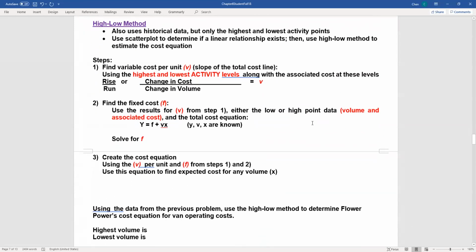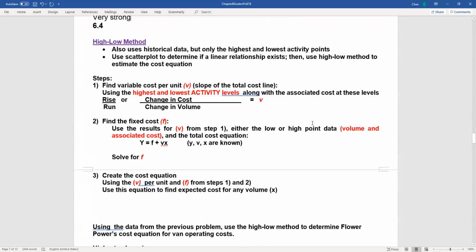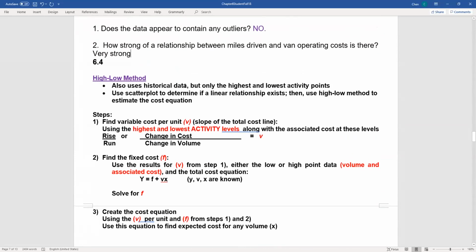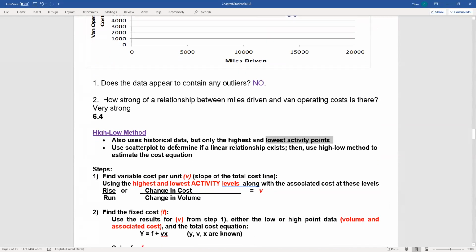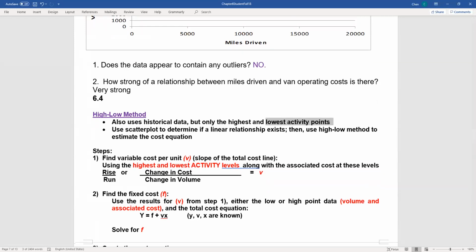And then we can use a high-low method to figure out our cost function. The high-low method has an advantage because it only uses the highest and the lowest activity points, okay? Pay attention that these are activity points, which is X. Highest and lowest activity points, and then you use a scatter plot to determine if the linear relationship exists. If so, we can just use a high-low method to estimate our cost equation, okay?